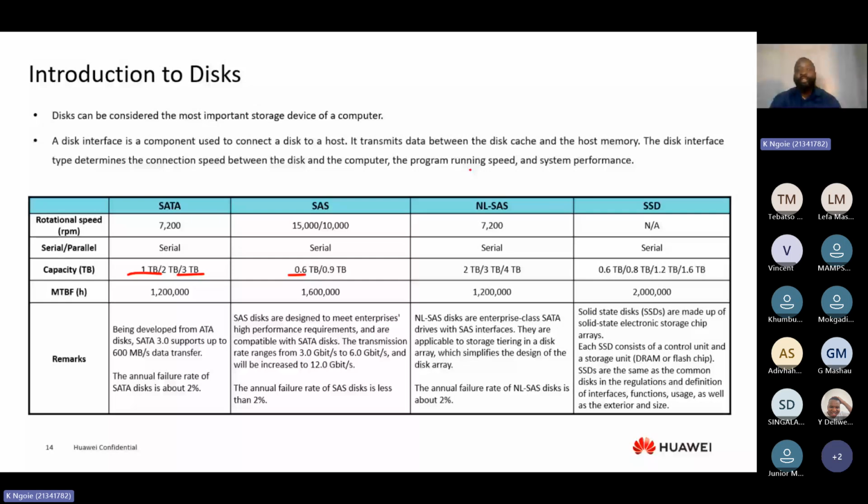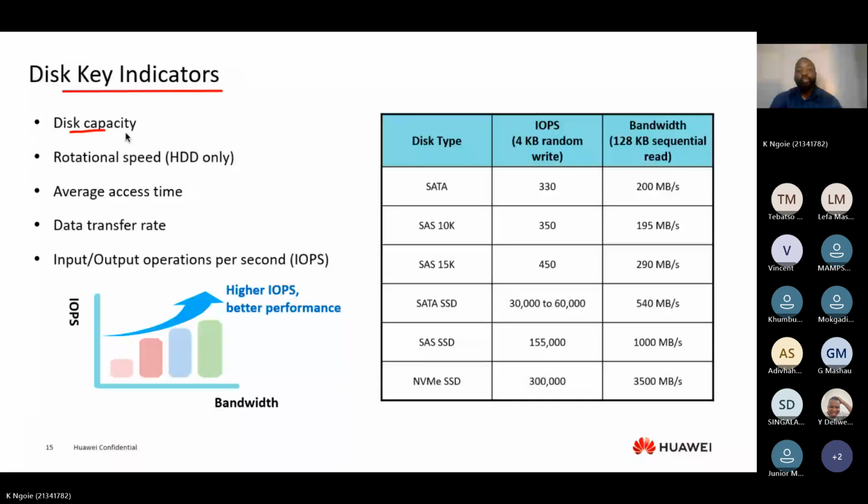So you have the disk capacity, you have the rotational speed, which is found only in HDD, which means the hard disk drive, the hard drive that we have, for example, in our computers. We have a rotational speed there. How fast? Because inside that hard drive, there's a disk that rotates, but the speed at which it is rotated is very, very important.